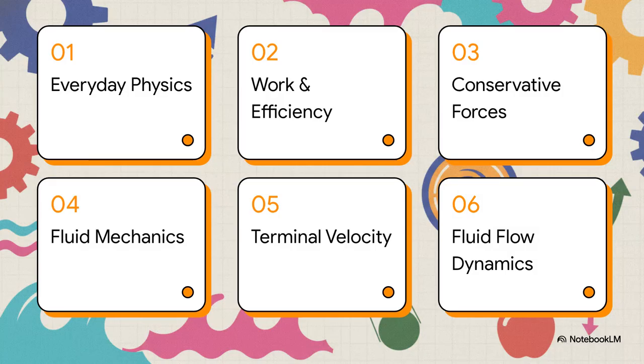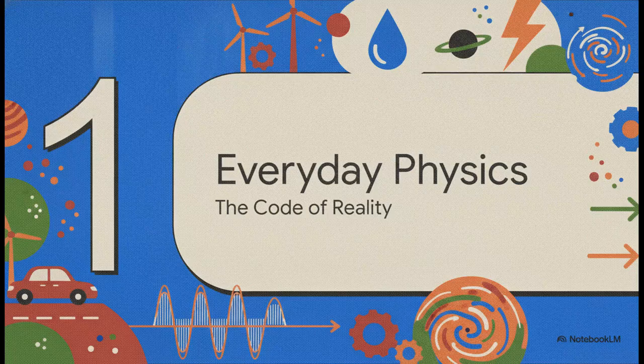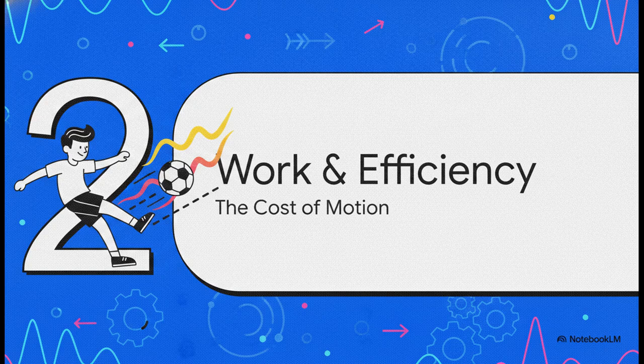We'll start with everyday physics, cover work and efficiency, compare conservative and non-conservative forces, and then we'll dive right into fluid mechanics, terminal velocity, and the dynamics of fluid flow. All right, Section 1, Physics in Everyday Life, the operating code of reality. Moving on to Section 2, Work, Energy, and Efficiency, or as I like to call it, the cost of motion.